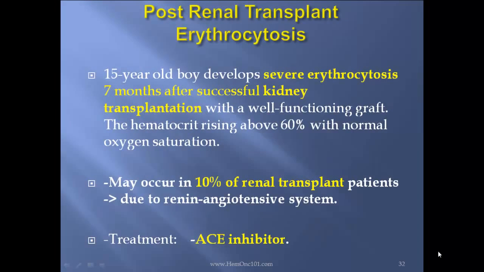Post-renal transplant erythrocytosis. Case report. 15-year-old boy developed severe erythrocytosis 7 months after successful kidney transplant with a well-functioning graft. Hematocrit rising above 60% with normal oxygen saturation. This actually may occur in 10% of renal transplant patients due to the renin-angiotensin system. Treatment: ACE inhibitor.